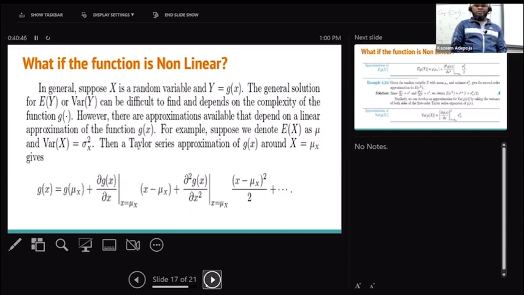Number one, I can add, that is X plus Y, right? Number two, I can subtract, that is X minus Y. Number three, I can multiply, that is X times Y. Number four, can somebody tell me what is another algebraic operation I can perform on X and Y?